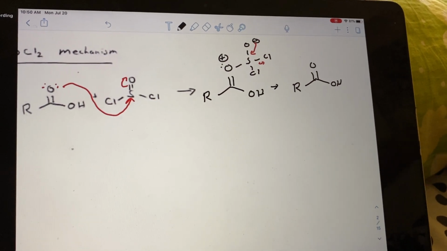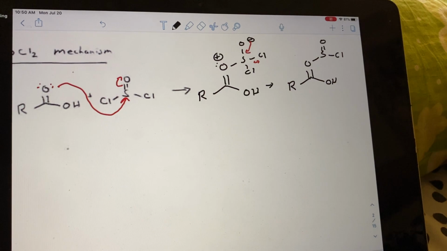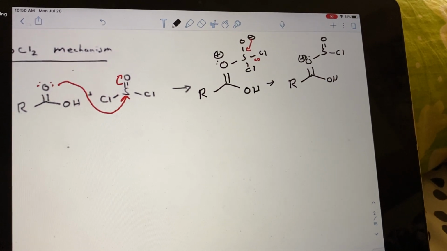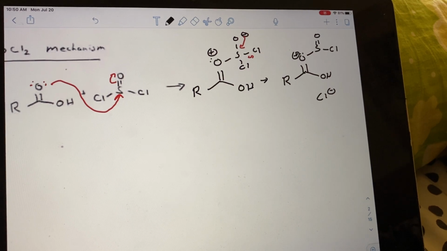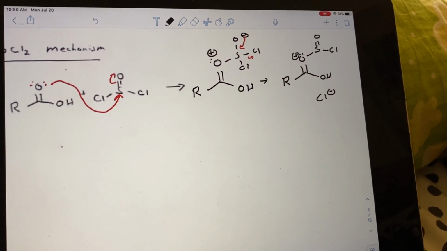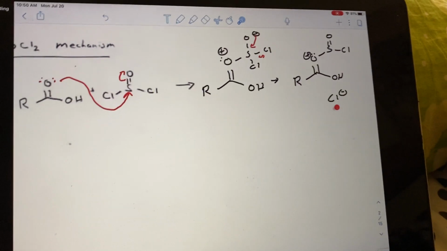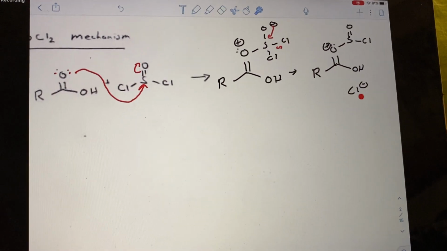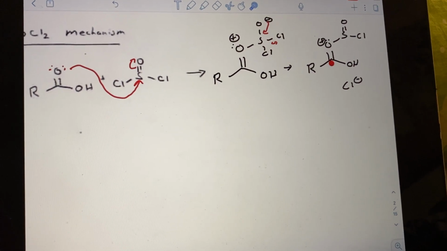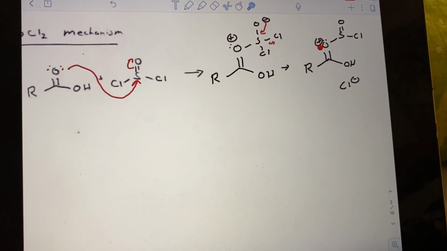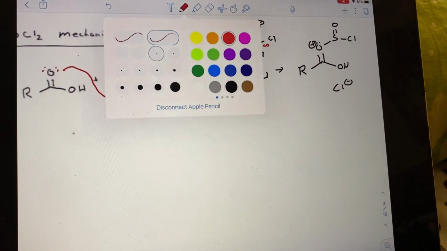So this is all the same. Still that formal charge on the oxygen, and we've generated Cl minus. So now what we've done is we have a good nucleophile here with chloride that we've generated, and we have this very electrophilic carbon in the carbonyl group because we have a positive formal charge in that oxygen. And we can imagine then having our nucleophile attack.